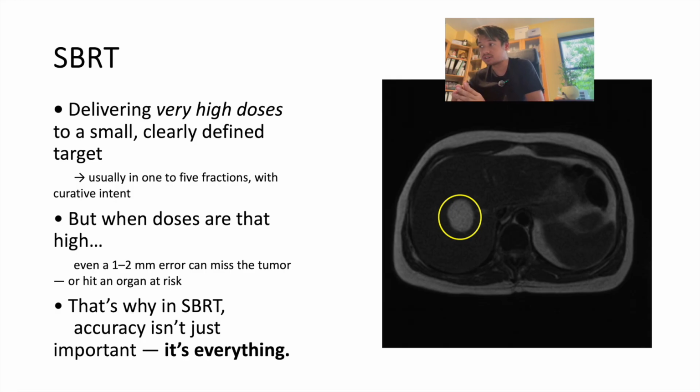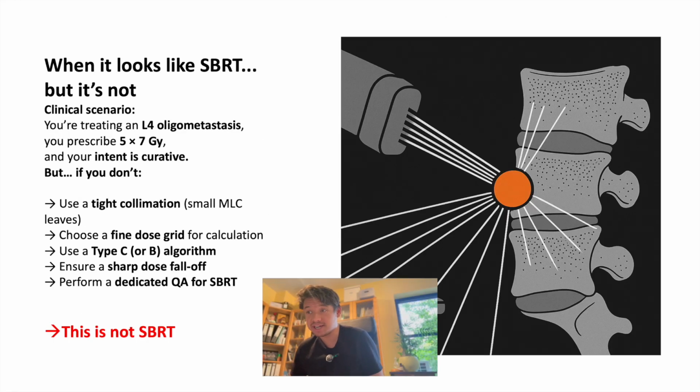Because if we miss a target, even by a few millimeters, that huge dose can end up in an organ at risk, and that can have serious consequences. What does higher precision really mean? Let's take this example. Here you are treating an L4 oligometastasis. You prescribe 5 times 7 gray and your intent is curative. On paper it looks like SBRT, but if you don't use tight collimation, a fine calculation grid, a proper dose algorithm, a sharp dose fall-off, and a dedicated QA, then it's not SBRT.